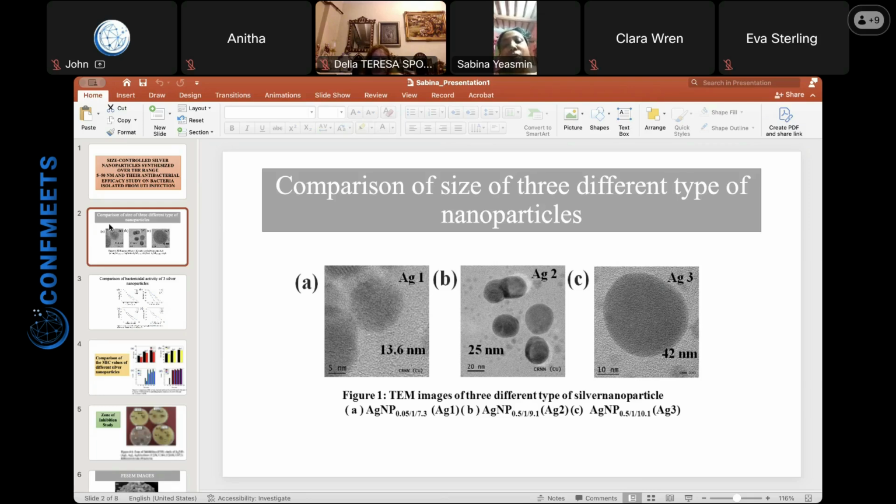We need to compare them depending on their size. Smaller size particles have greater invading property than larger size nanoparticles. So we are taking 13.6 nanometer as it is generally more effective than 42 nanometers.